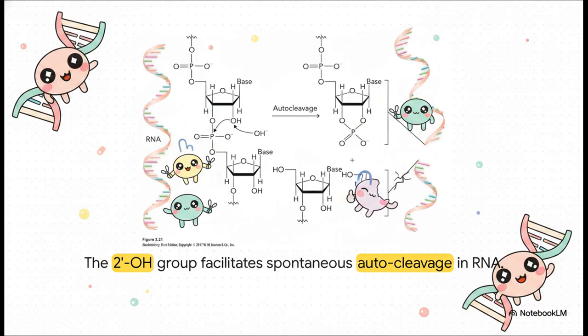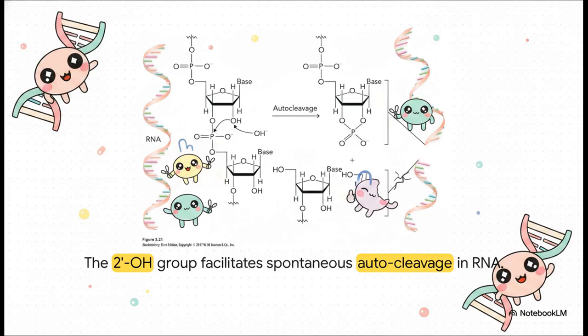That little hydroxyl group basically acts like a built-in self-destruct button. Under the right conditions, it facilitates a spontaneous nucleophilic attack right on its own phosphodiester backbone, causing the RNA strand to literally cut itself in half. We call this autocleavage. But here's the thing.